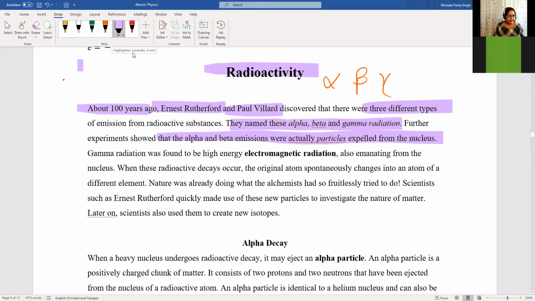Gamma radiation was found to be high energy electromagnetic radiation. So gamma radiation is at the very end of the electromagnetic spectrum. Did we do the electromagnetic spectrum in light? We should have. Can anybody remember that? Because we have to learn it anyway.